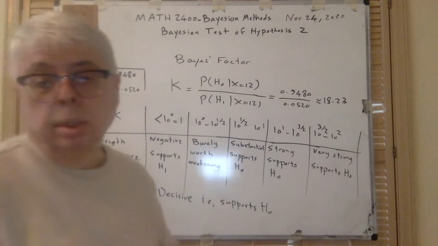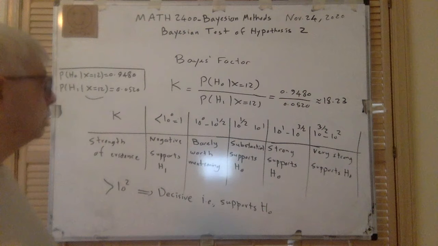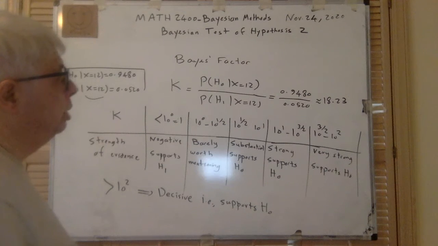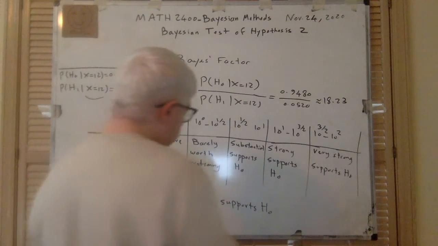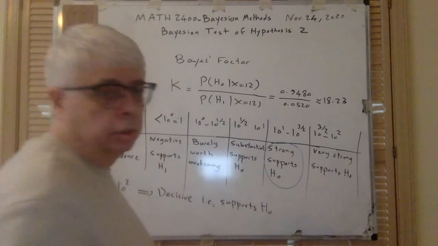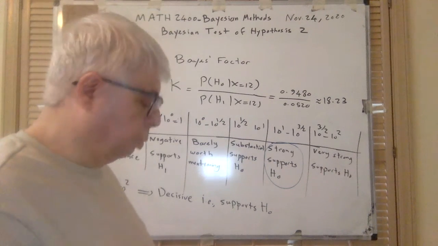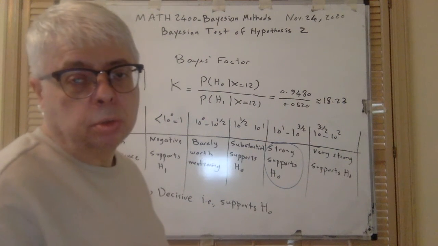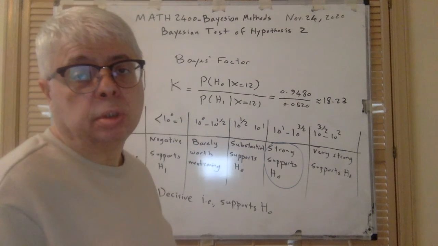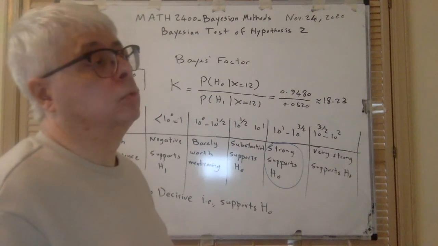Okay, so that's it. Now where is our number? Our Bayes factor is 18.23, and that is here, right? It is in this zone, and so we say that it is strong and supports H0. So we support H0, and we think that P, the probability of success, is 1/2. Not in fact, but the evidence supports that it is 1/2.